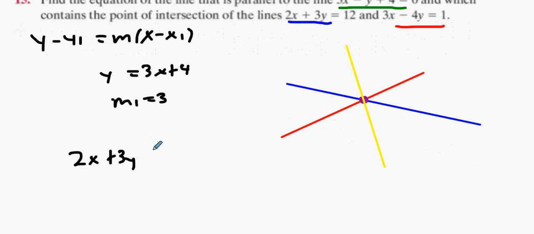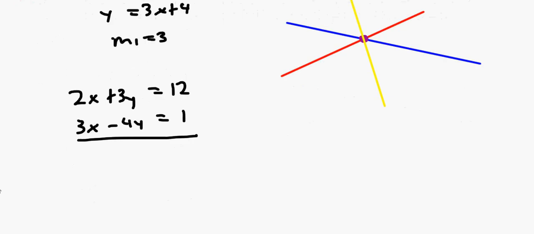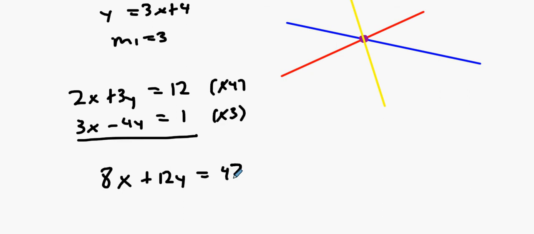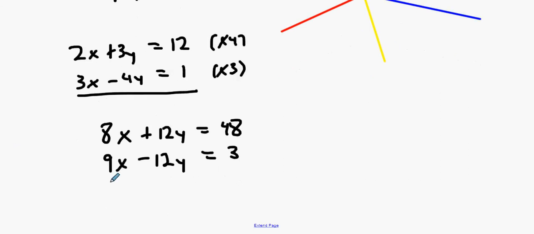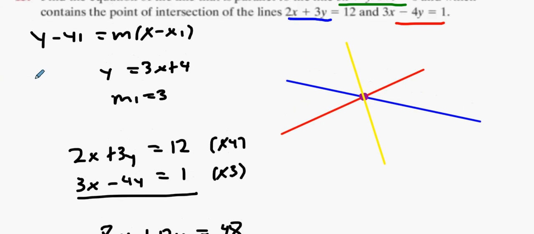2x plus 3y equals 12, and this is 3x minus 4y equals 1. What we're going to do is multiply the top equation by 4, and the bottom equation by 3. And what I'm going to get is 8x plus 12y equals 48. And I'm going to get 9x minus 12y equals 3. 17x equals 51. Divide 51 by 17 and x equals 3. So this is the point.